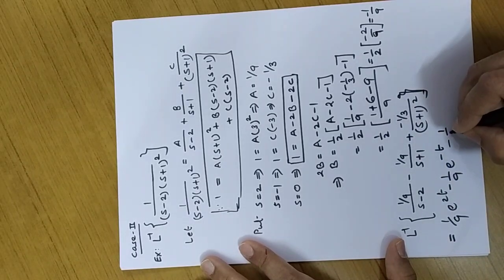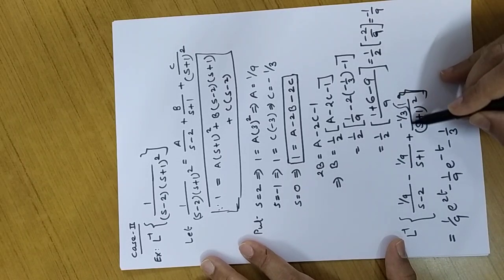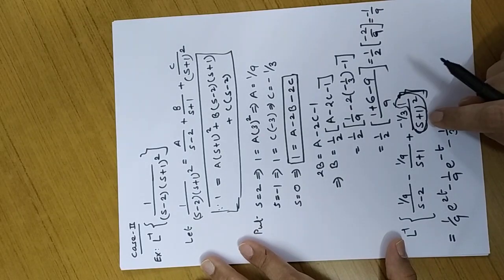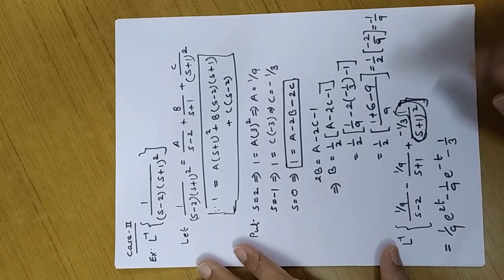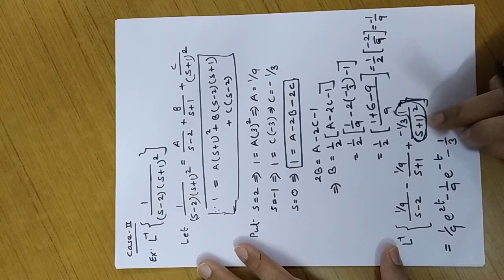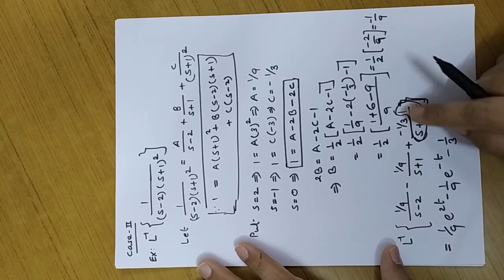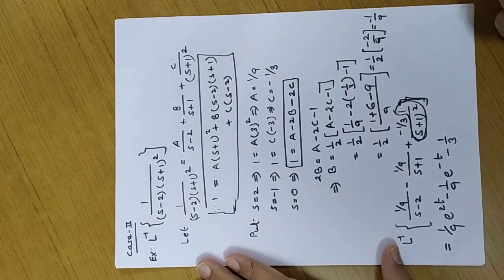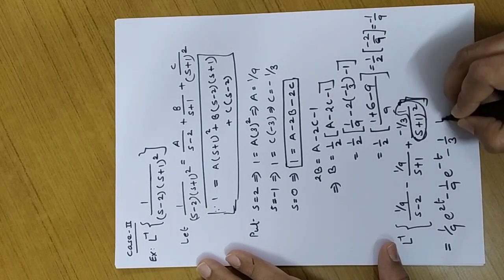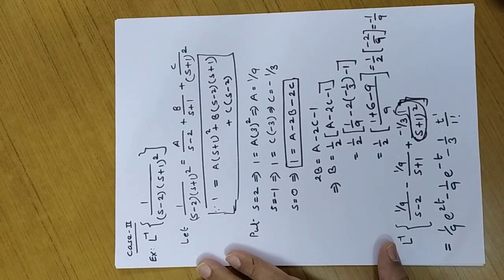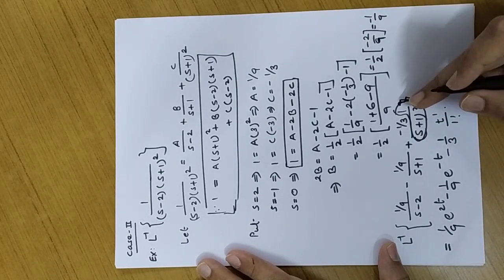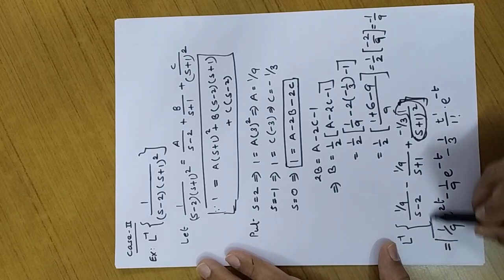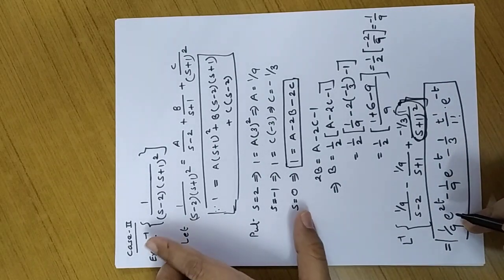And how to find the inverse Laplace of this term? Think about it. 1 by (s plus 1) square. Here we have to use the inverse first shifting theorem. Replace s plus 1 by s. First think about the inverse Laplace of 1 by s square only. What is the inverse Laplace of 1 by s square? Where n is 1, so t raised to 1 by 1 factorial. And due to the shifting, you can write e raised to minus t. This is the inverse Laplace of this term.